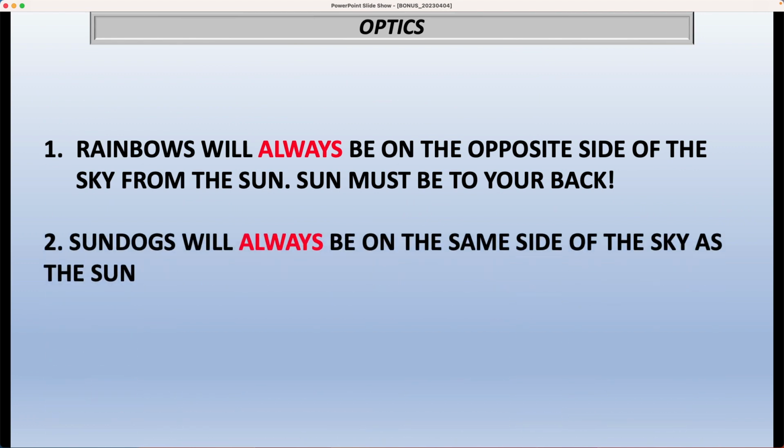Now, sundogs, which are little arcs of color that occur on both sides of the sun, will always be on the same side of the sky as the sun, because we're dealing with the refraction of light through ice crystals. And so the ice crystals are between you and the sun. The sun's rays interact with the ice crystals and create the colors that you see.